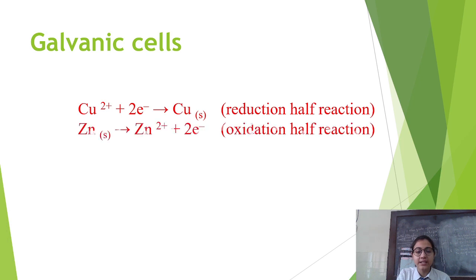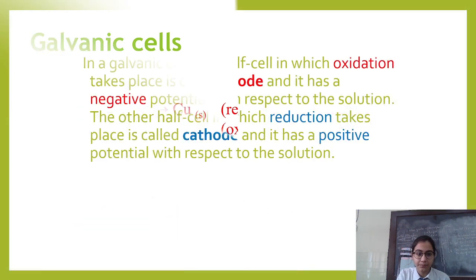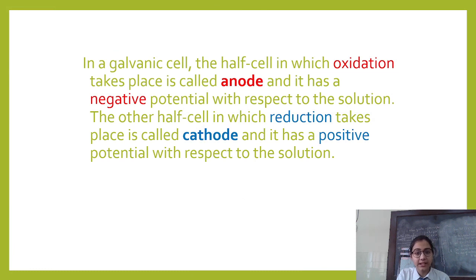Galvanic cells. These are some reactions of the galvanic cell. In a galvanic cell, the half cell in which oxidation takes place is called anode, and the half cell in which reduction takes place is called cathode.